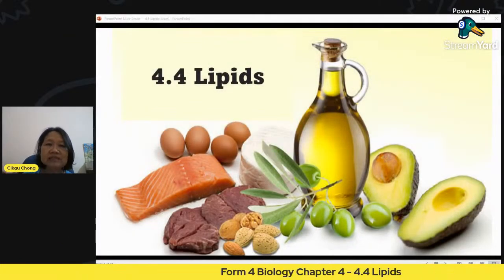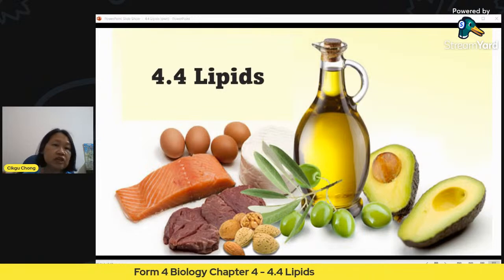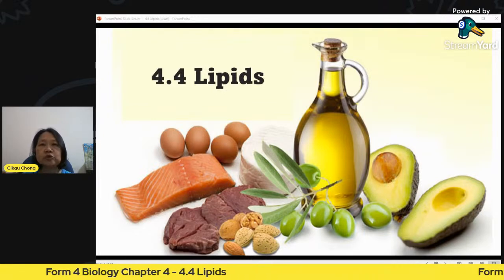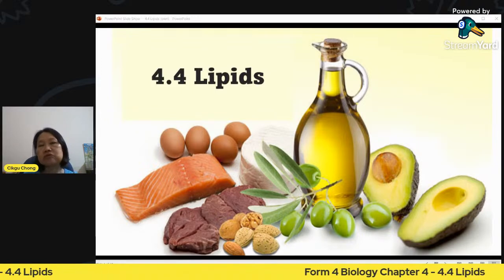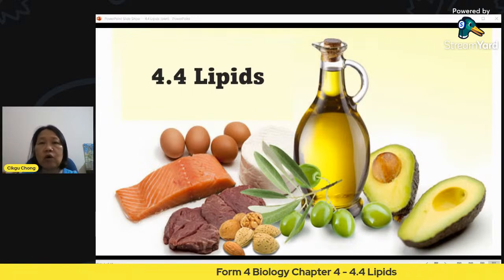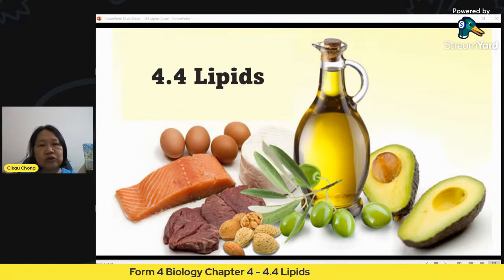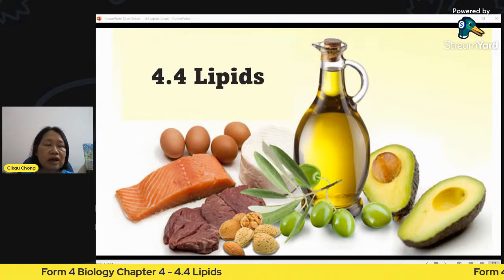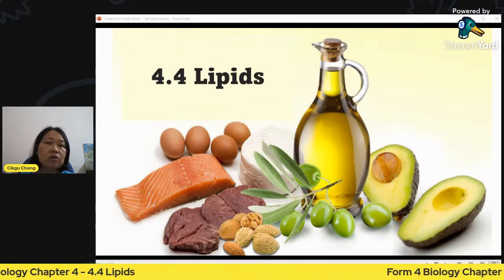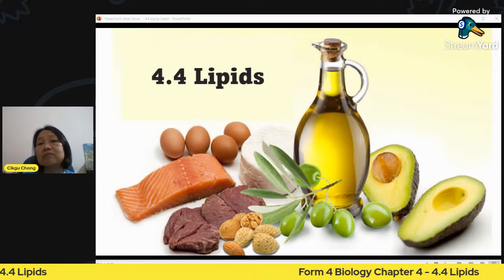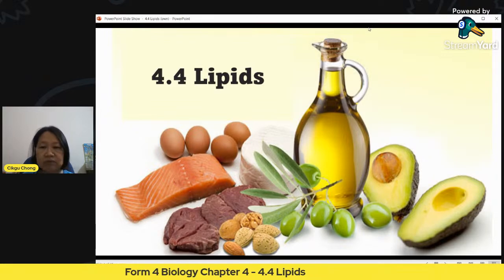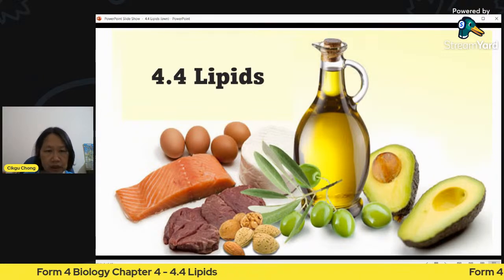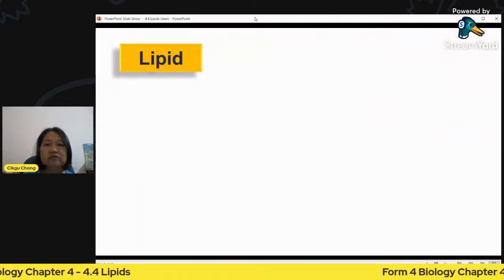All right, so lipids. Basically lipid is a general name that refers to organic compounds that are insoluble in water. So they do not mix with water, as you already know, oil and water do not mix. Okay, let's look at the properties of lipids. What are the elements, the atoms, that make up lipid? What are lipids made up of? And we will see what the types of lipids are. All right, so this is my first slide.